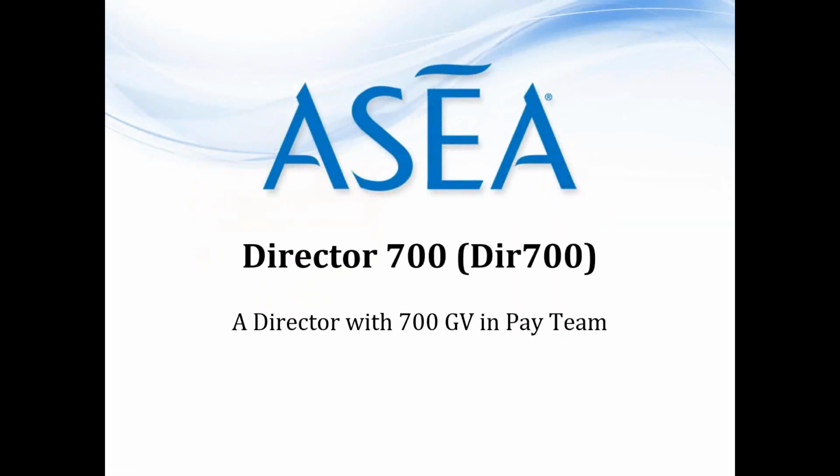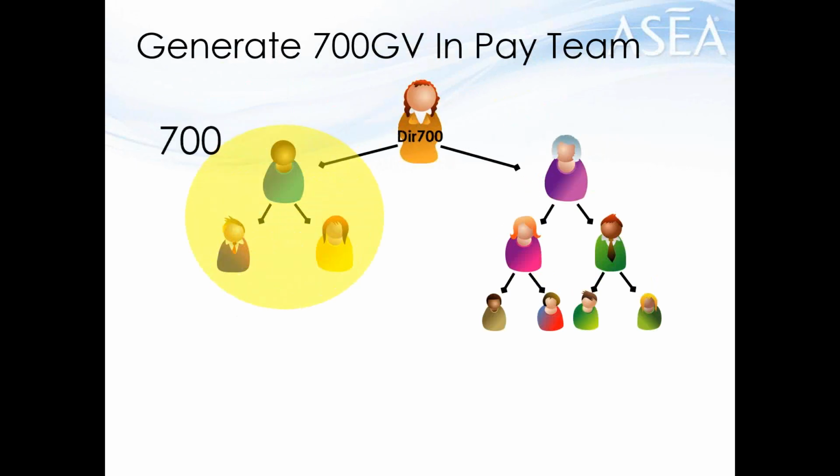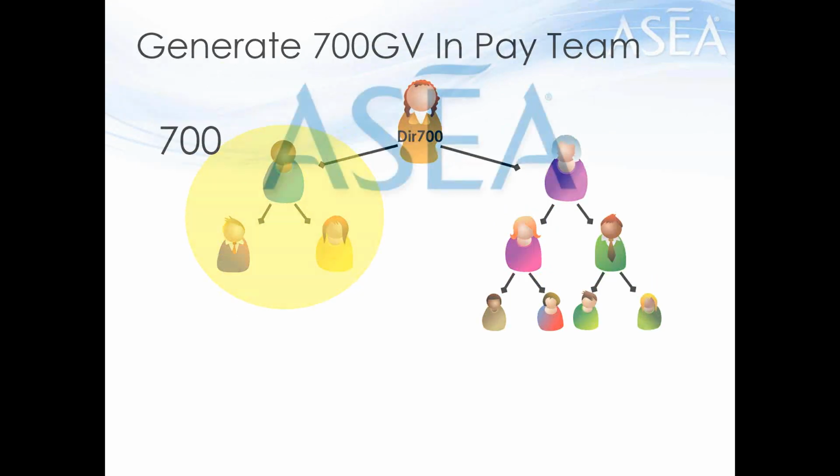Director 700 is a director with 700 group volume in the pay team. So there you are. You just have more of the same. Instead of 300, you now have 700 total. You'll get a new pin and a certificate recognizing you as a Director 700.